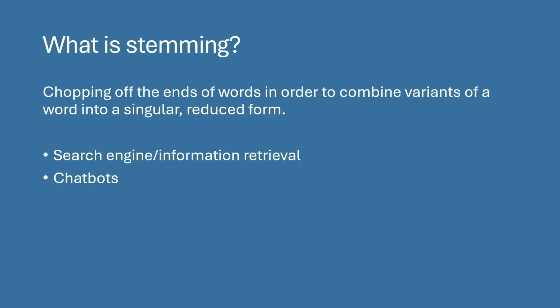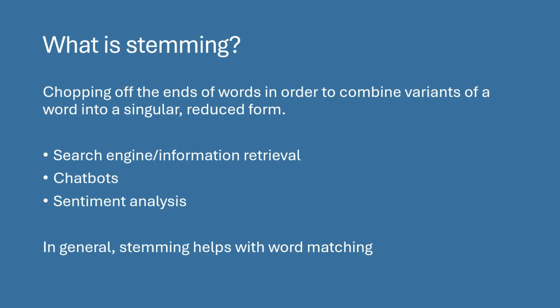Another example is in chatbots, and this is really the same thing, in which we want our chatbot to be able to understand that certain words are similar. One of the main benefits of doing this is that it will make our algorithms a lot more efficient, and this is more pronounced where we have multiple morphological variants. And then also in sentiment analysis, because this means that overall similar words will have a similar sentiment value. But there is a caveat, which we'll discuss a little later on. In general, stemming helps with word matching.